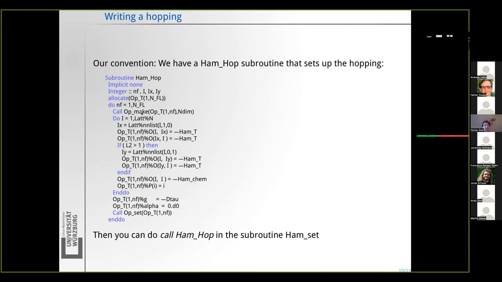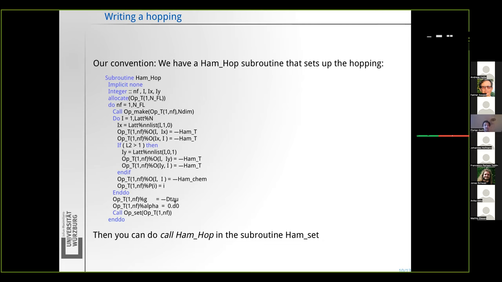I call op make, and then I loop over my lattice sites and set the entries of the matrix to minus t, the interaction strength, on those positions where I actually have entries. Additionally, I can introduce a chemical potential on the diagonal. And I set the coupling here.